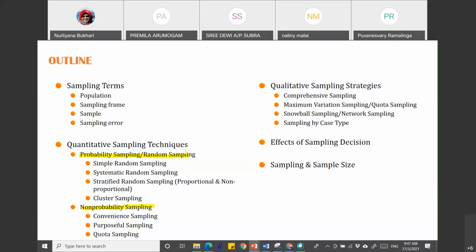Okay, it means it's not purposeful sampling, you don't go and choose based on who you want. Anybody under the sky can have the chance to join your research. Okay, and under it we have more techniques.